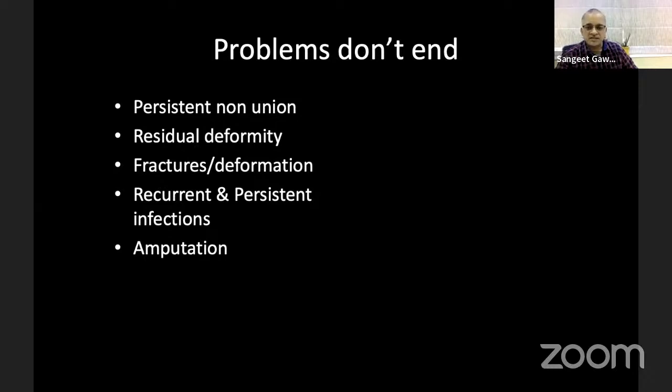They still persist. At the docking site or at one of the sites, the non-union persists. There are residual deformities. Often at the regenerate or at the docking site, there are refractures or deformation, and some may have recurrent or persistent infection, and some of them may require amputation.